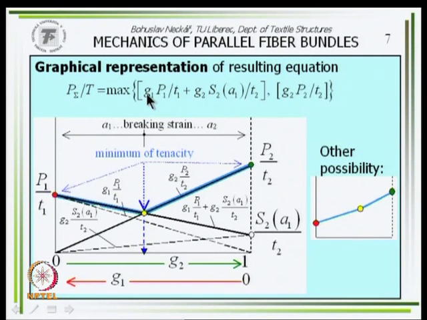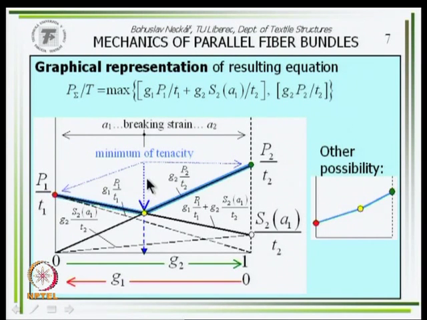So if G1 is equal to 0, then this member is equal to 0. If G1 is maximum, equal to 1, then this member is equal to P1 by T1, the tenacity. And it's a linear relation, so this member increases linearly with G1 from 0 to 1. This straight line, which represents this member, is here. It starts from 0, and with G1 increasing from 0 to 1 it increases to the value P1 by T1. Clear?